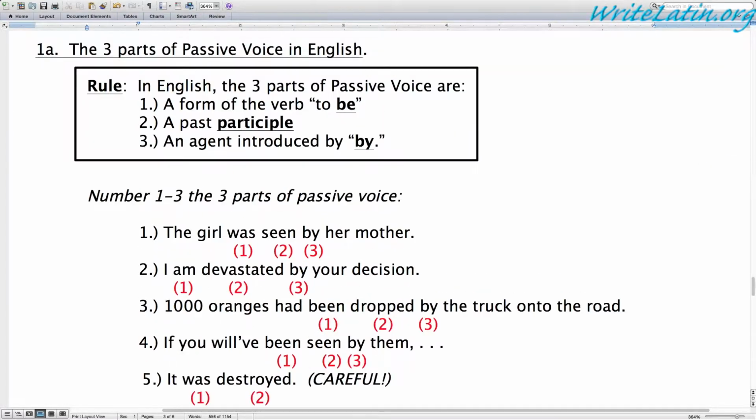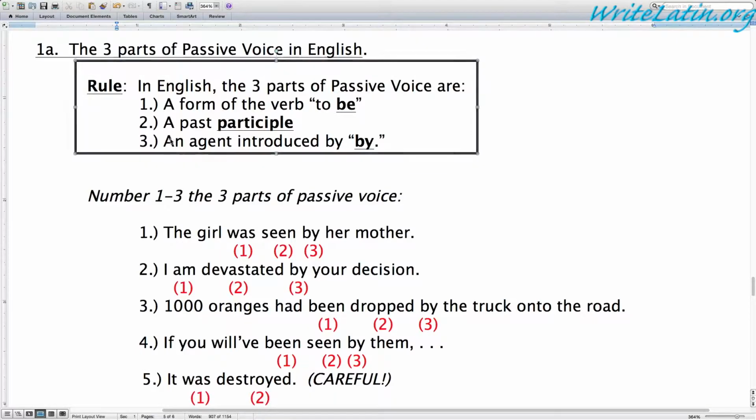Here they are. Notice in section 5, there was no agent introduced by. That's because this is a true, highly passive sentence where they are hiding from you by whom it was done. All they say is, it was blanked. By whom? By what? It doesn't say. So you just leave it off. There is no 3. I remember I told you that 3 was optional.